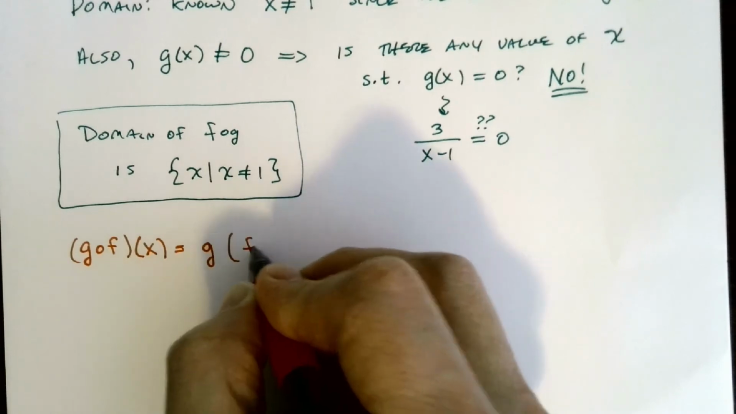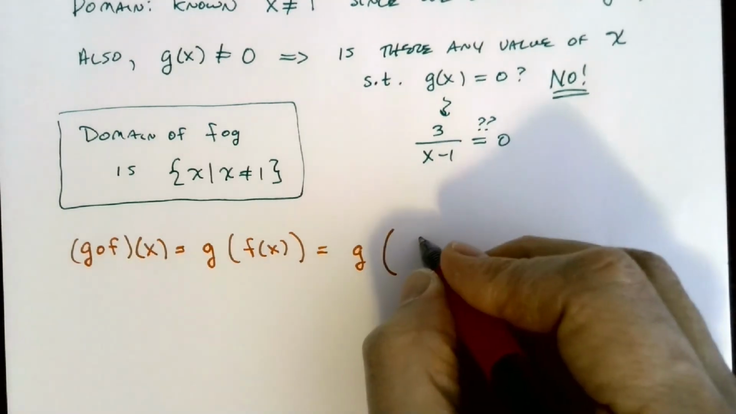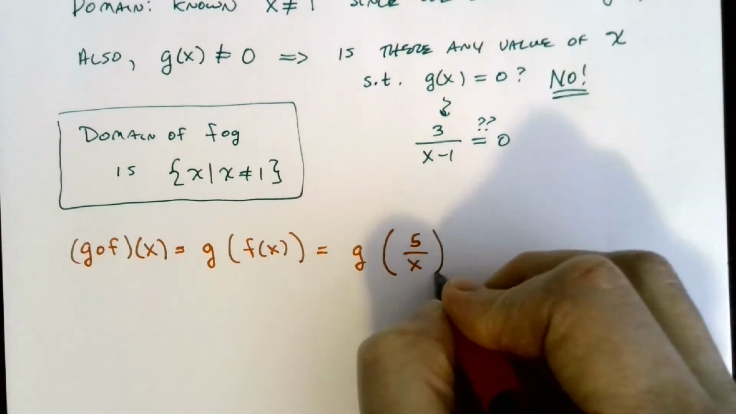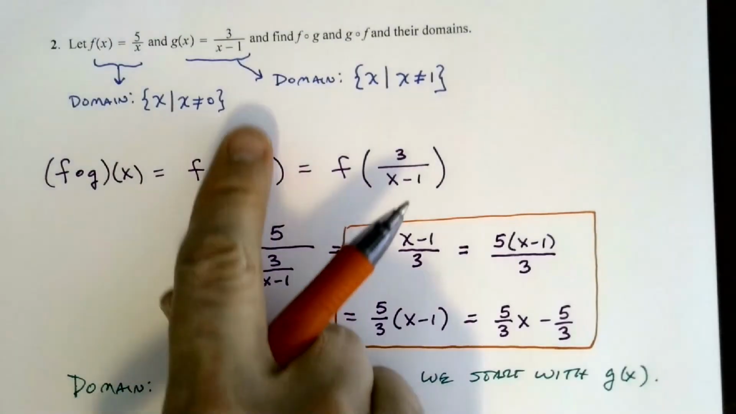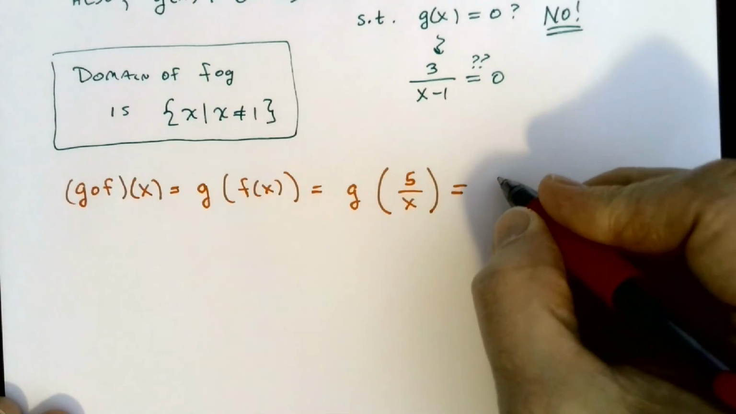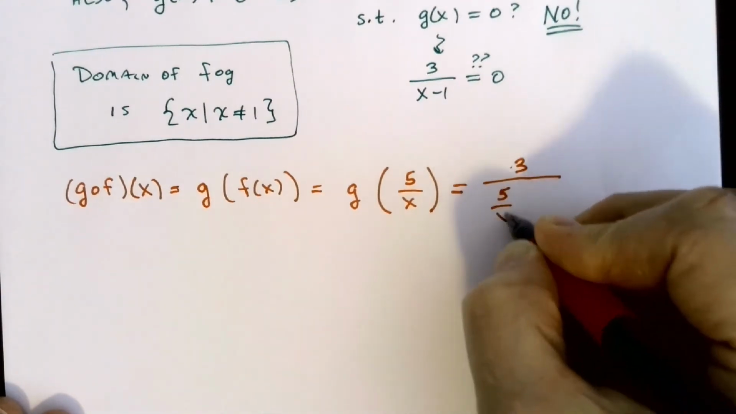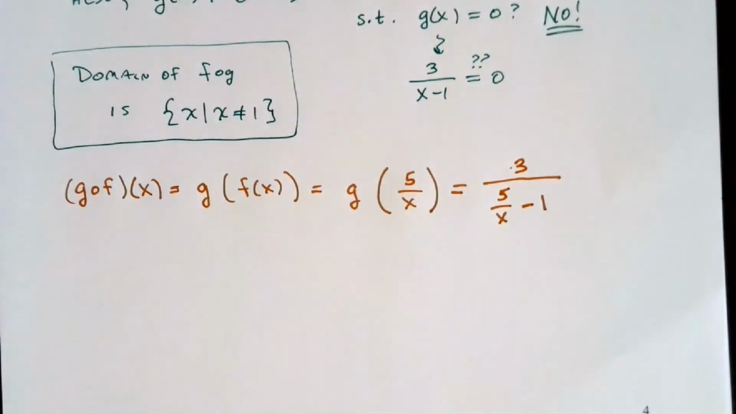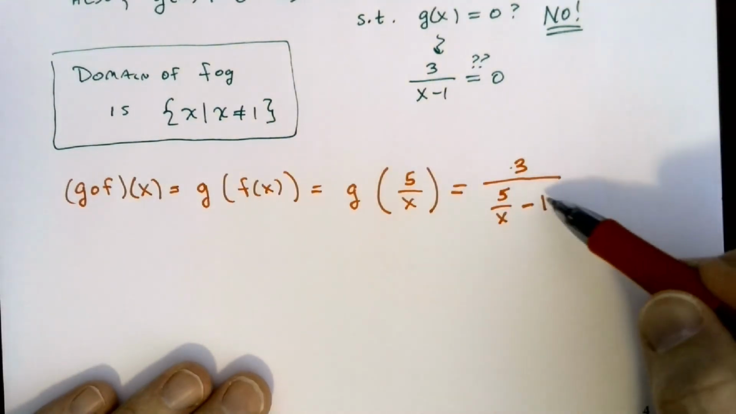Going in the other direction, we have this. Right? f of x was 5 divided by x. Okay. And what was g of x again? All the way to the top. Remember, g of x is 3 divided by x minus 1. So I'm replacing x in this with 5 divided by x. Okay. There's my answer. Again, though, this is a compound fraction.